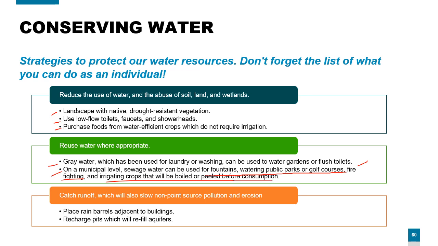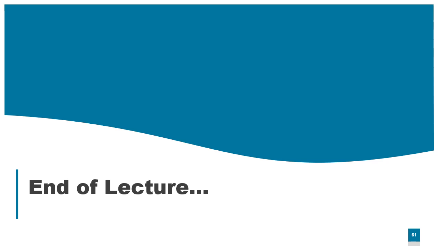And of course, catch runoff. Kapag umuulan, pwede tayong mag-catch ng tubig, di ba? And of course, kapag itong tubig na to na naipon natin from ulan, it could be used in order to water our garden, pang-flush ng toilets, and of course, pwedeng pang-linis ng kung ano-anong mga gamit sa bahay. Okay? So, that's the end of the lecture, and thank you very much for listening.